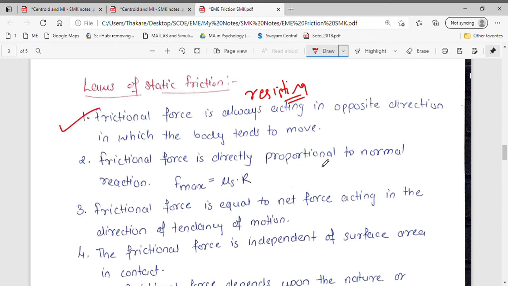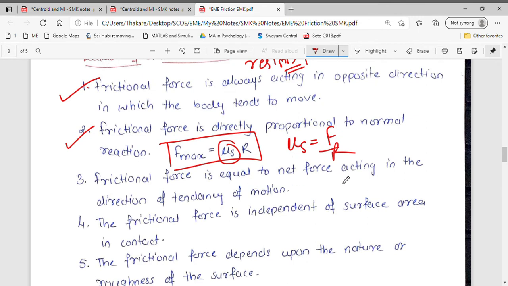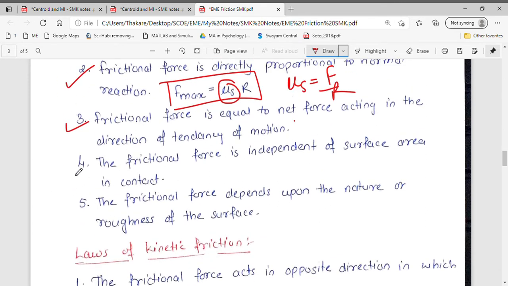Frictional force is directly proportional to normal reaction, so F is directly proportional to R, which we discussed in the definition of coefficient of friction, frictional force upon normal reaction R. Frictional force is equal to net force acting in the direction of tendency of motion. That is your third definition. Frictional force is independent of surface area in contact, but it depends on the nature of surface. That is our fifth law.